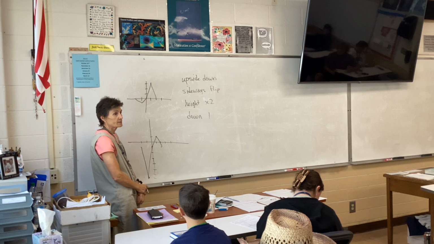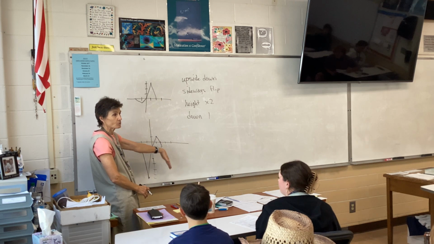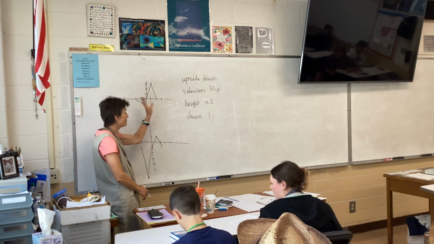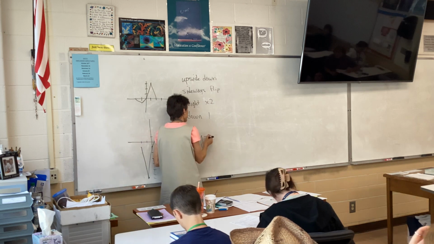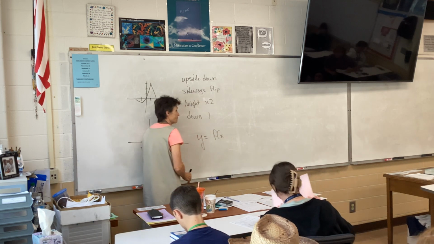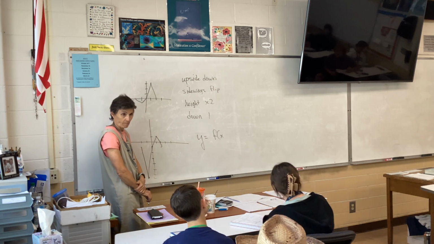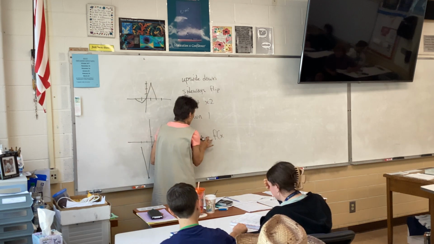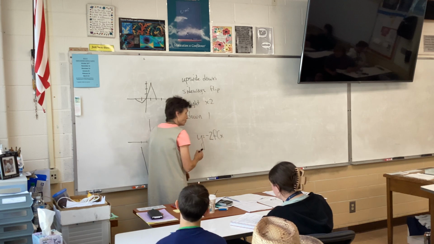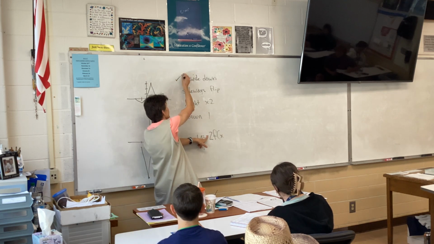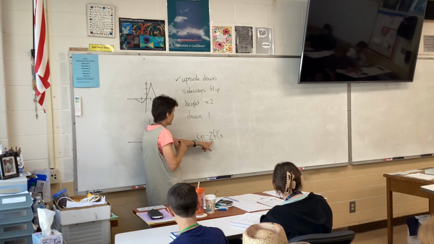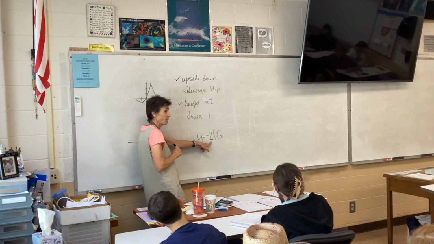So it'd be negative. Everybody get that part? Those are the changes that happened, a whole bunch of them. All right, so now we need an equation that's gonna make all that happen. So, negative, what do we have? 2 out in front, we're gonna have a -2, because that negative takes care of the upside down, and that 2 takes care of the height doubling.